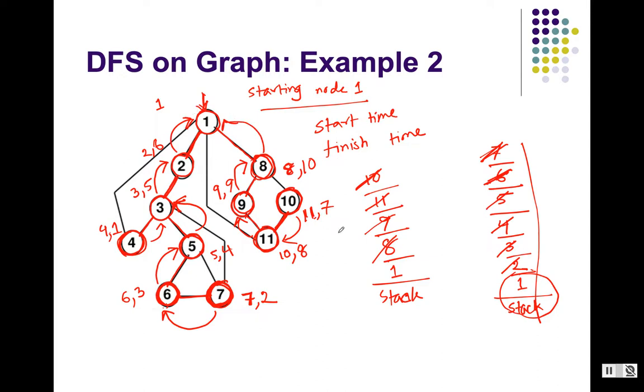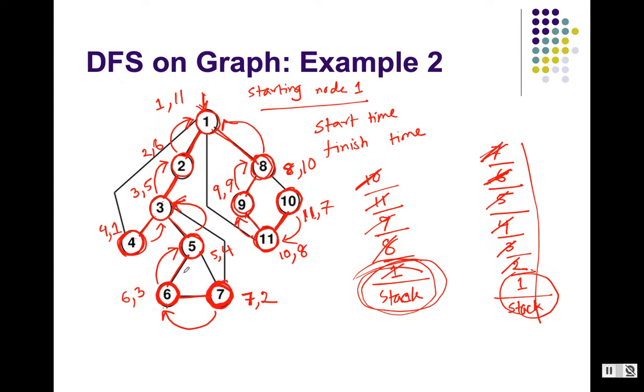Node 1 doesn't have any other node to explore, so we are going to pop node 1 and update the finish time, which will be 10 plus 1, 11. Now the stack is empty, so our loop will terminate, which means we are done exploring all the nodes in the graph. You can see the tree from 1 has 2 child nodes, 2 and 8. 2 has 3, 3 has 4 and 5, 5 has 6, and 6 has 1 child node, 7.